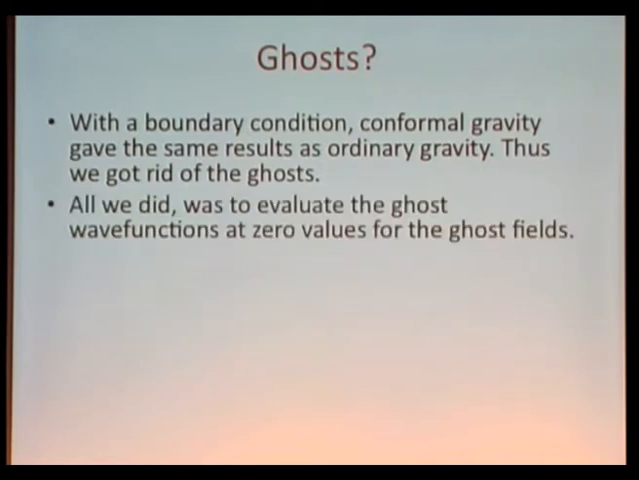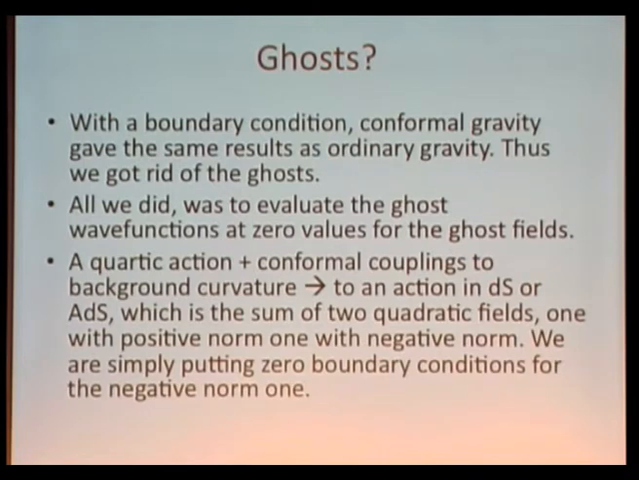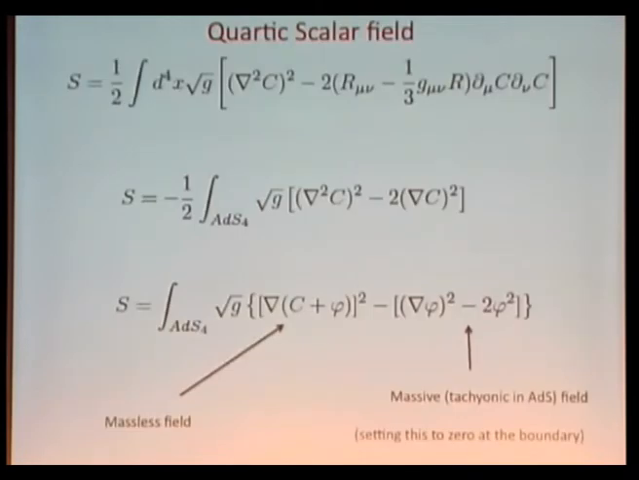Now, what happened to the ghost? All we are doing is really setting the ghost to 0 in the future. A simple example is to choose a quartic field. This is the action of a quartic field in Kerr space. It's conformal invariant. When we put it in ADS or DS space, we get an action which can be written this way. And then it can be written again in terms of two fields, one massless and one massive or tachyonic, depending on whether we are in DS or ADS. And what we are doing with our boundary conditions is setting this field to 0 at the boundary, and we set some non-zero boundary conditions for this field. So it's very simple.